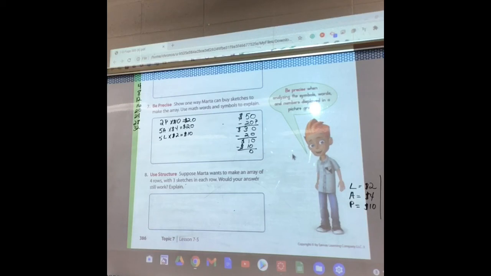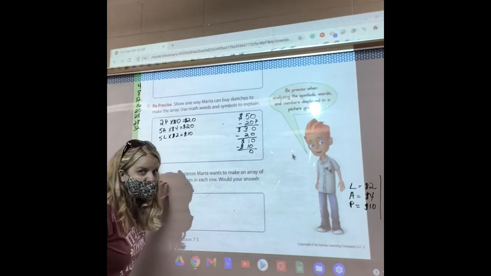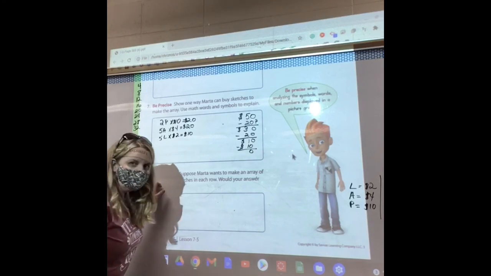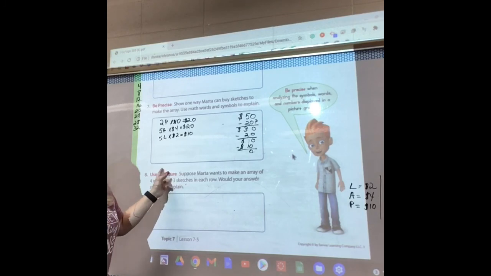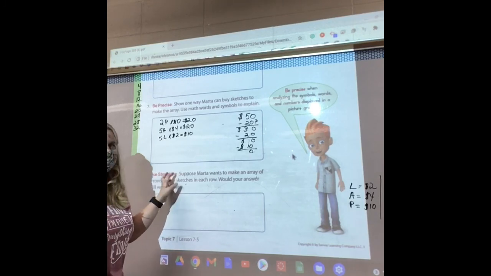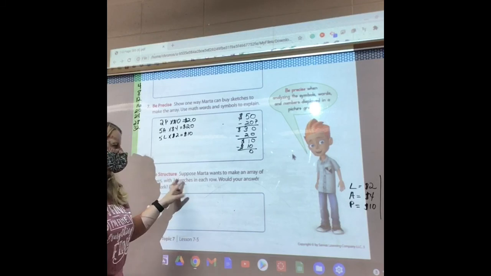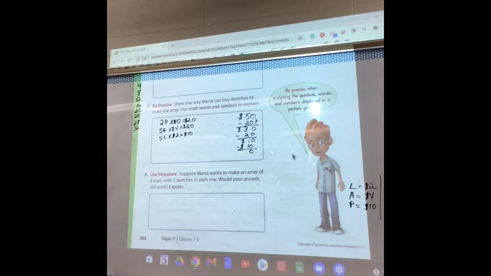You could write it out in sentence form if you wanted to, but I think we're good for that. Let's go ahead to number 8. It says use structure. Suppose Martha wants to make an array of 4 rows with 3 sketches in each. Would your answer still work, class? What multiplication property is this? What property says I can flip my factors and still get the same product, right?